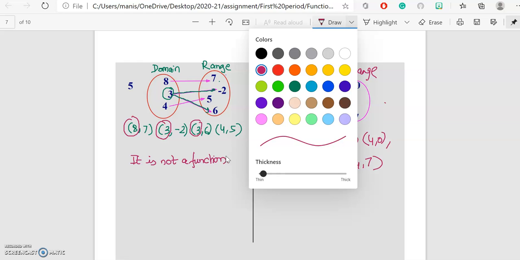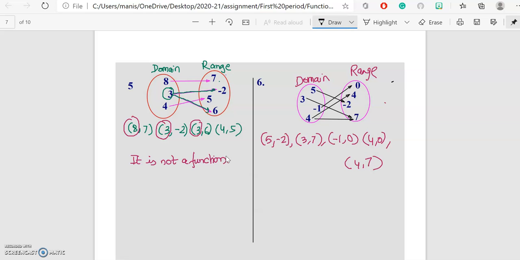Our rule is still the same. What is our rule? You will look for the x values and you will see whether x value is repeating. 5, 3, -1, 4. And in this case, you can see 4 is repeating twice. And what? It is not a function, because each and every x value should have a unique y.